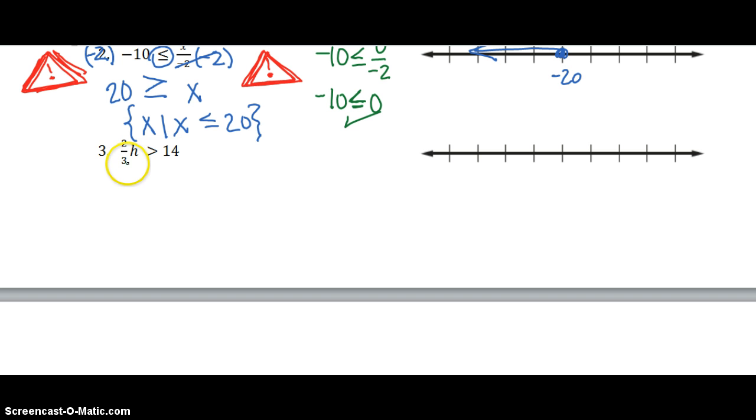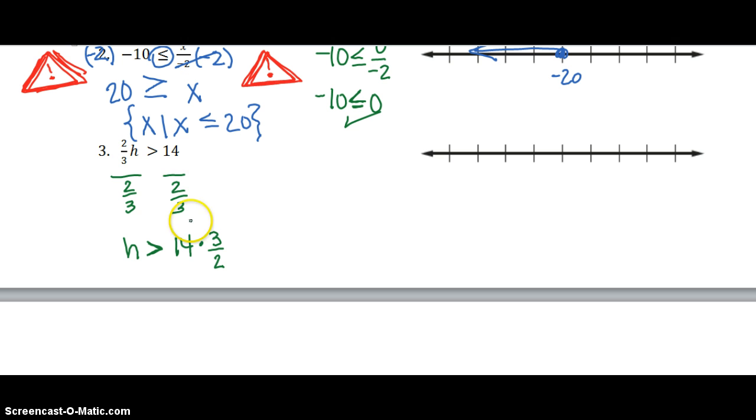Well, to solve (2/3)h = 14, I have two choices. I can think of it as a multiplication problem and then divide both sides by a fraction. And when you divide by a fraction, you flip and multiply. Make it 3/2 times 14 to solve for h. Everything's positive here, so I don't have to get out the yield signs.